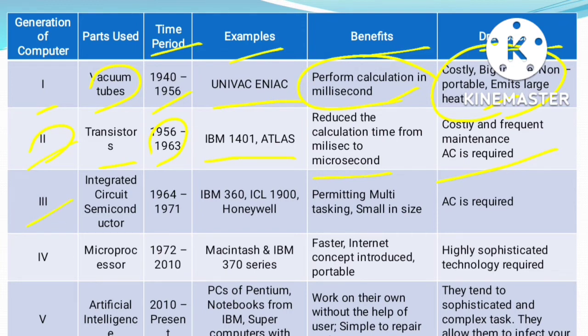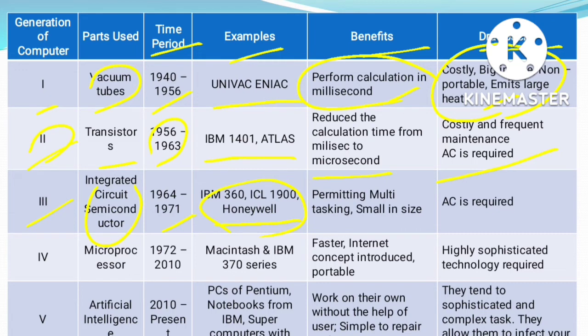So what is the part used in third generation computer? Integrated circuit and semiconductor. Integrated circuit is also known as the semiconductor chips. So in third generation computer, integrated circuit or semiconductor chips are used. What is the time period? 1964 to 1971. What are the examples? Examples are IBM 360, ICL 1900, Honeywell. These are the examples of third generation computer.